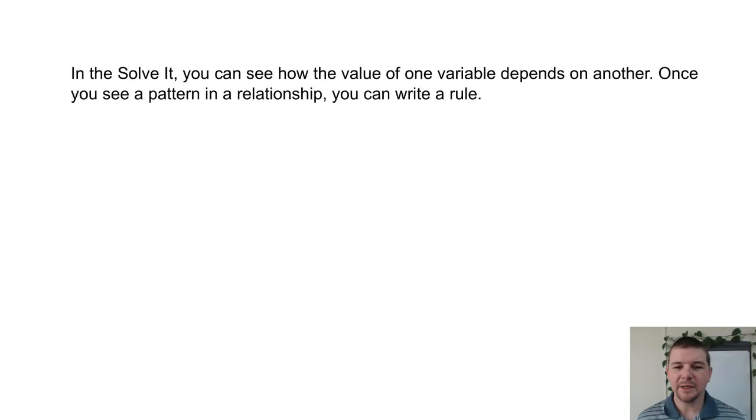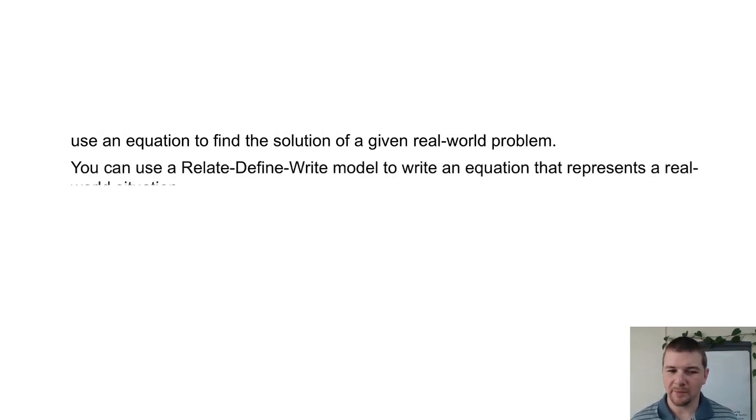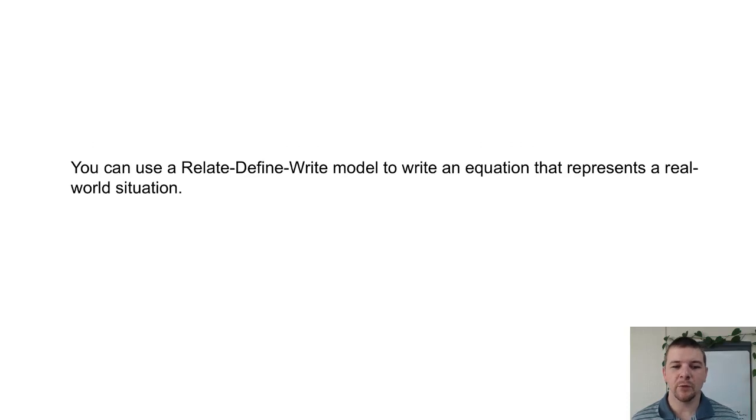In the Solve It, you can see how the value of one variable depends on another. Once you see a pattern in a relationship, you can write a rule. Many real-world functional relationships can be represented by equations. You can use an equation to find the solution of a given real-world problem. You can use a relate, define, write model to write an equation that represents a real-world situation.